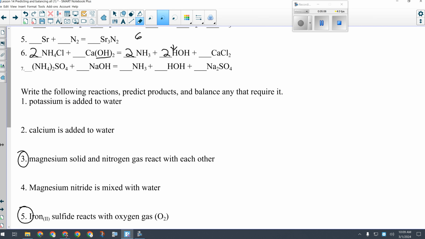Right here in the water. Now when I do that, that also fixes my hydroxide problem, because now I've got 2 hydroxides on both sides, right? And then everything else is a 1.